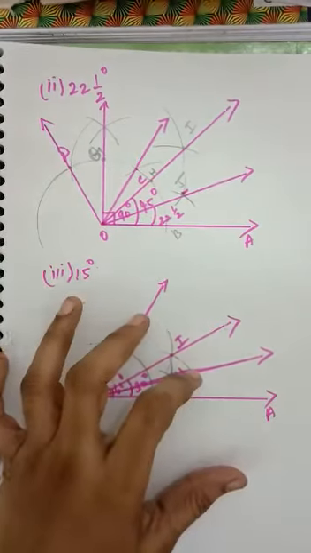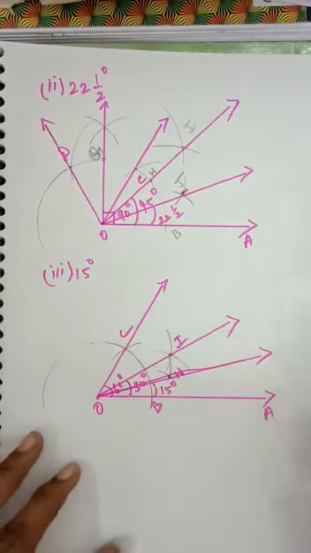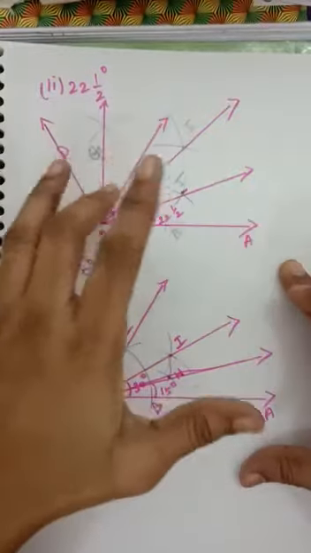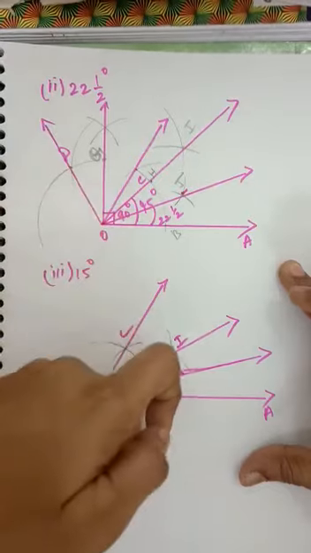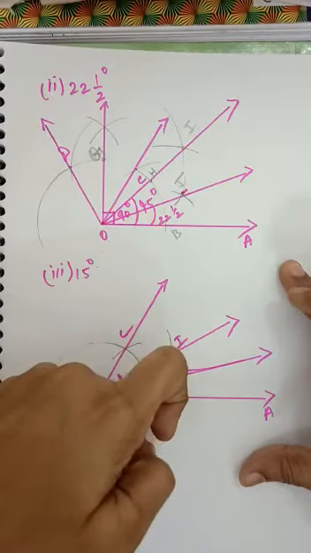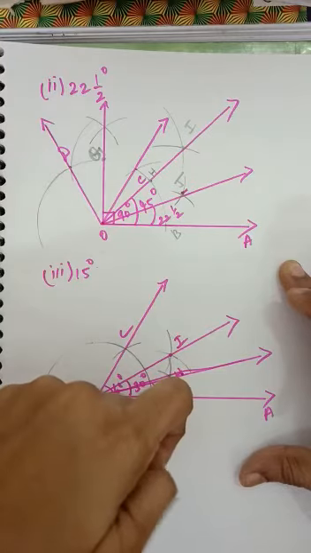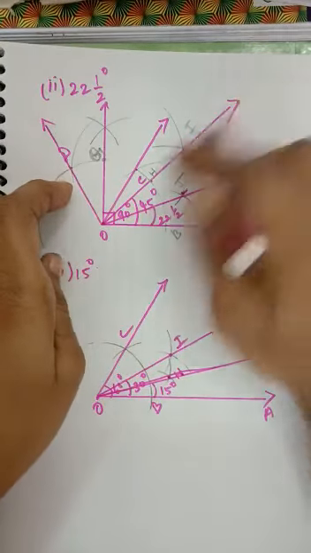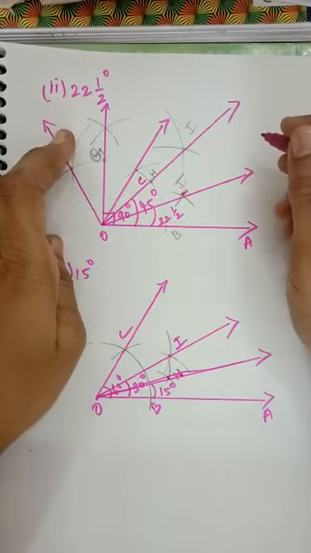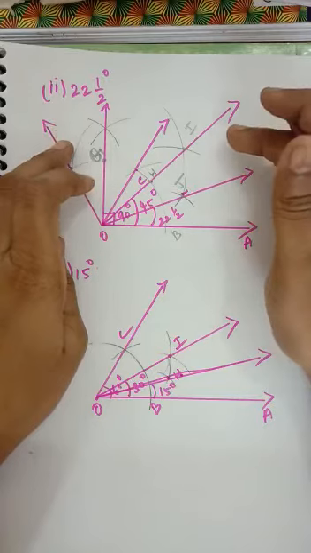Students listen, this will be 15 degree. Now we have constructed angle 22 and a half degree and angle 15 degree. Is it clear? So students, listen. Now we have to write the steps. Okay, for this how do you write 22 and a half and 15? So for this, students, listen.